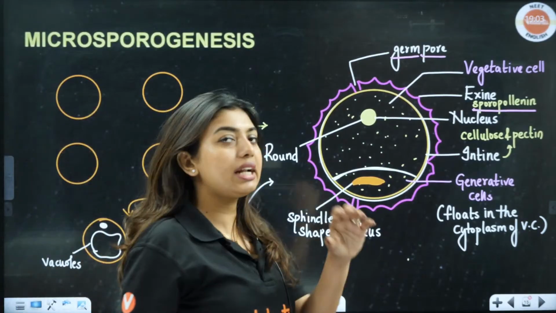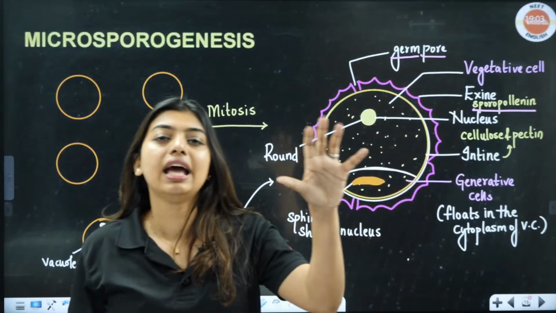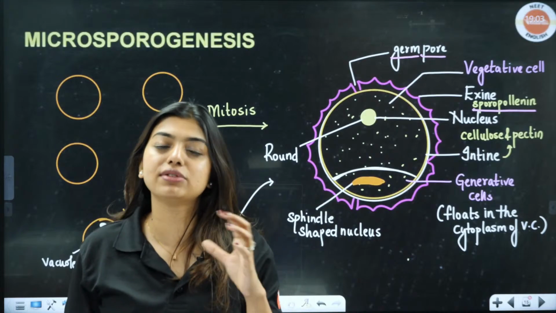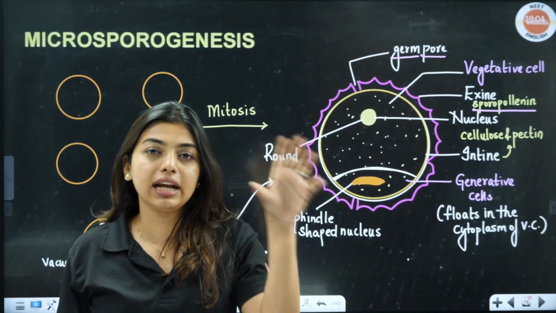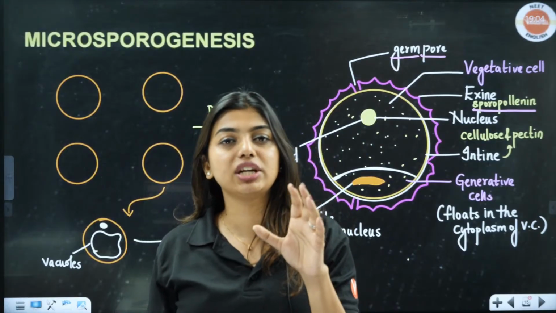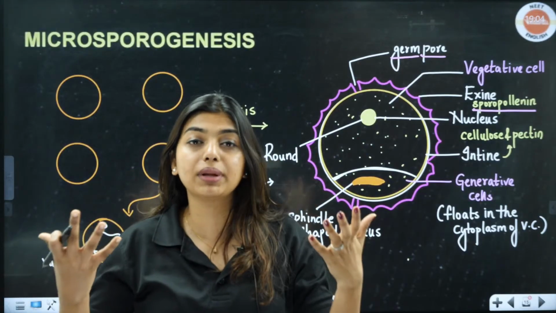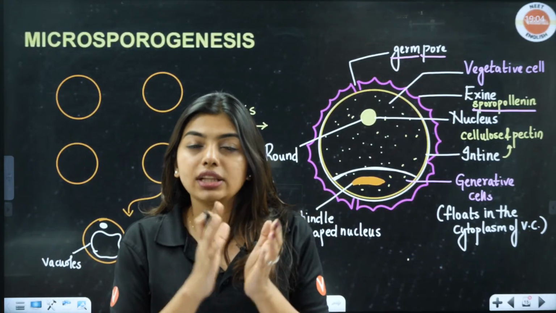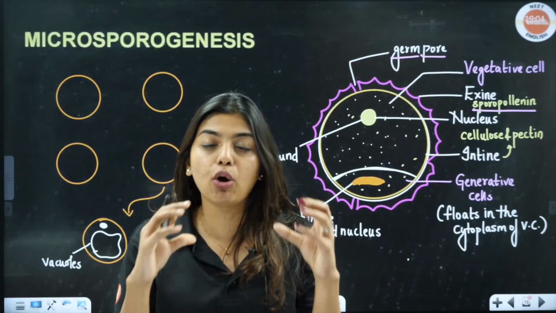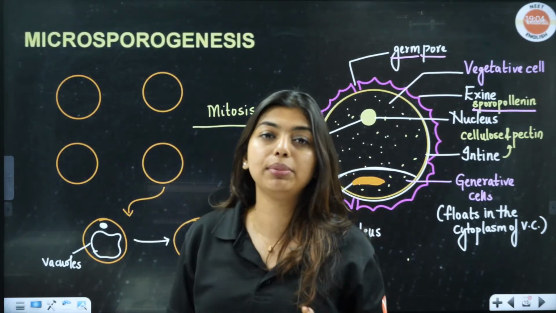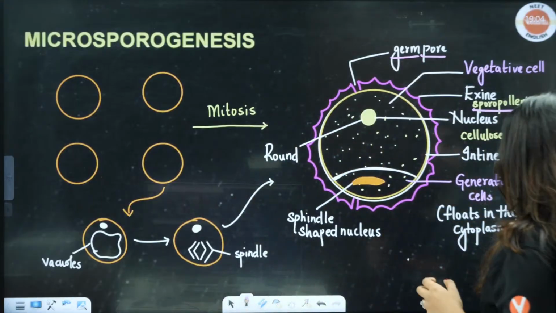So we understood that the entire pollen grain has an exine, has an intine. Exine is made up of sporopollenin, intine is made up of cellulose and pectin. The entire pollen grain has two parts, one vegetative cell, one generative cell. Vegetative cell has a round nucleus, more cytoplasm. Why? Because it has the food reserve for the male gamete. On the other side, you have the generative cell, which is smaller, which floats in the vegetative cell cytoplasm, and it has a spindle-shaped nucleus. Okay, it has a spindle-shaped nucleus.